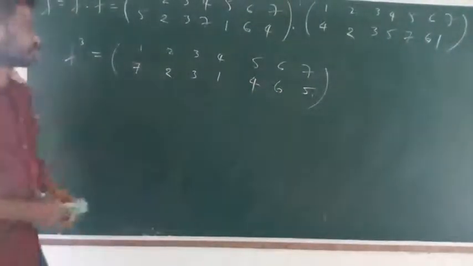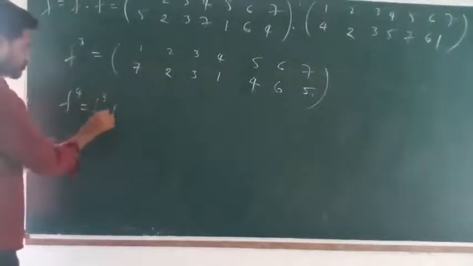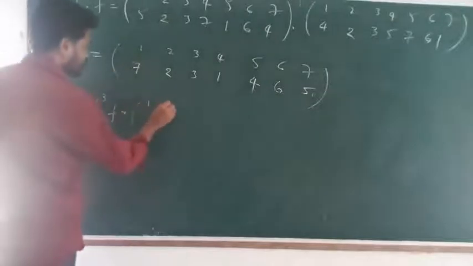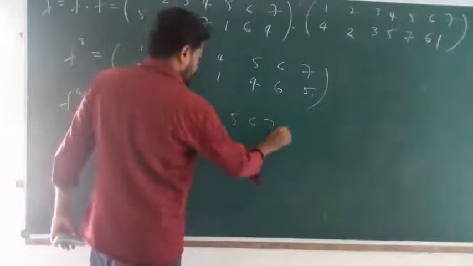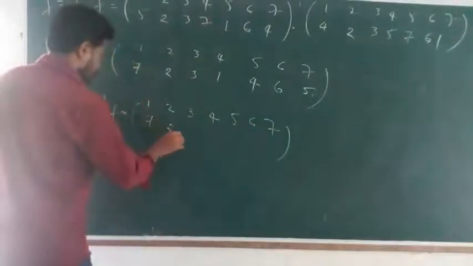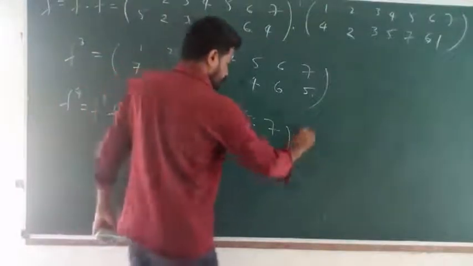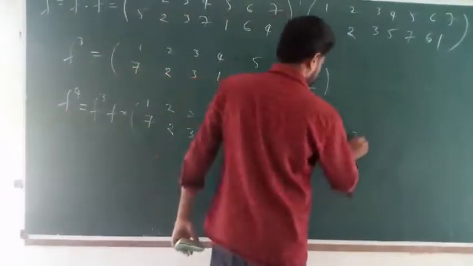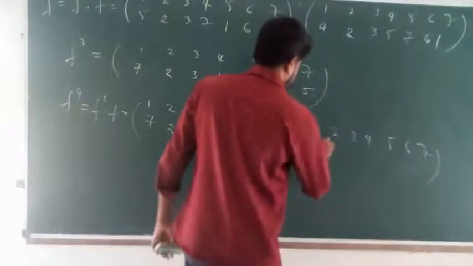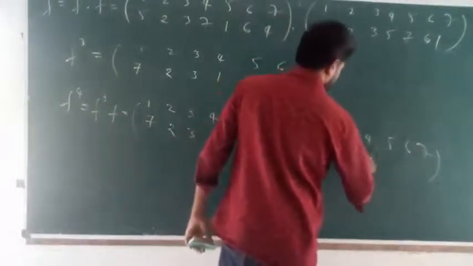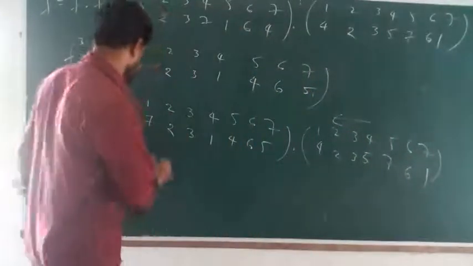You can do F power of 4. F power of 4 is nothing but F cube into F. What is F cube? 1, 2, 3, 4, 5, 6, 7 over 7, 2, 3, 1, 4, 6, 5, into the F permutation 1, 2, 3, 4, 5, 6, 7 over 4, 2, 3, 5, 7, 6, 1. So this comes this side.